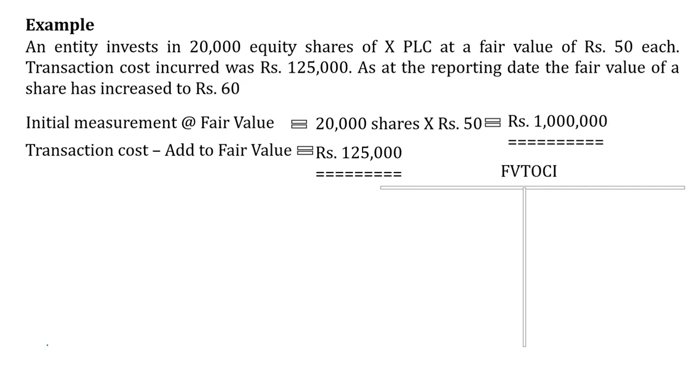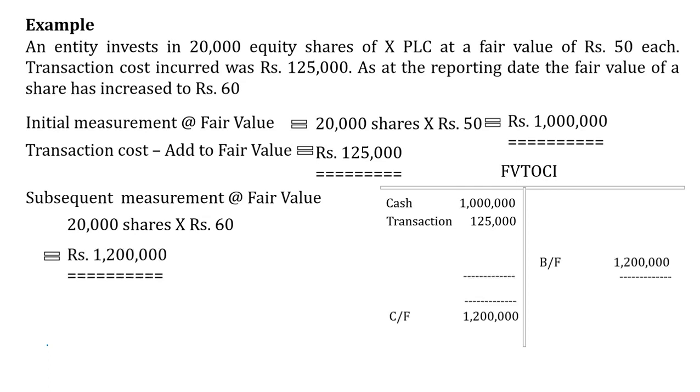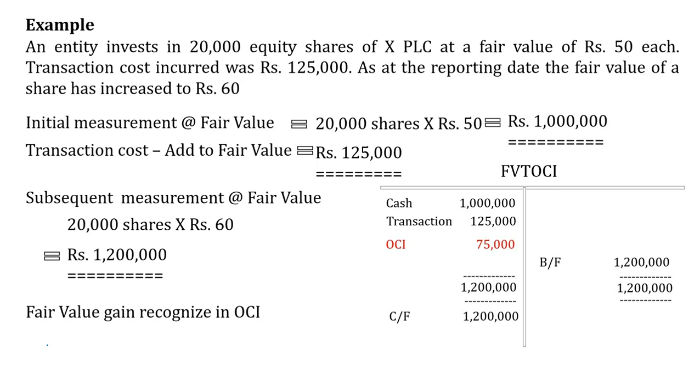Right? So, if you take fair value through OCI, initially we invest by paying cash. Earlier this 125,000 we charged to the P&L. Now this is a fair value through OCI instrument, so you should add it here. Subsequently, you should measure this at the fair value, which is 1.2 million. There you can recognize this 75,000 gain in OCI.